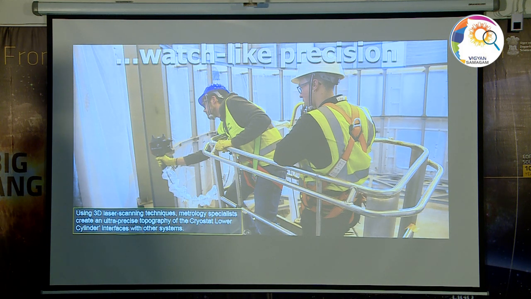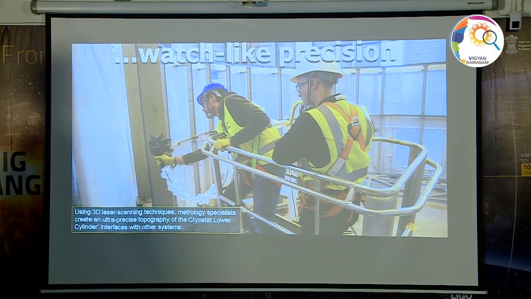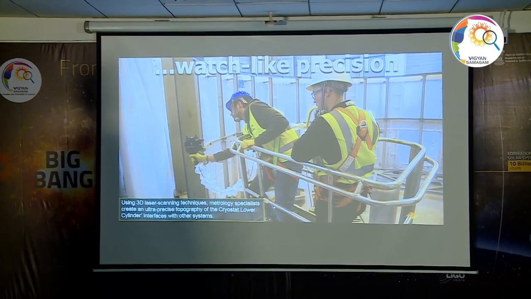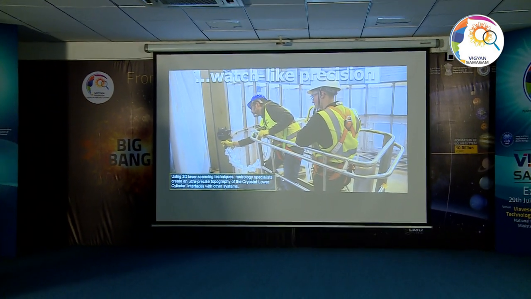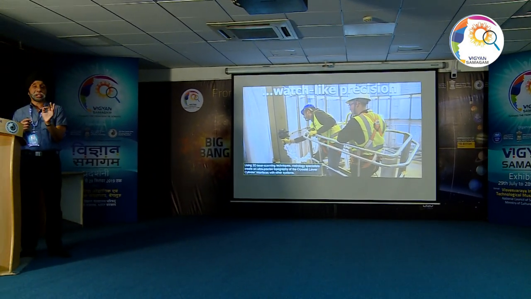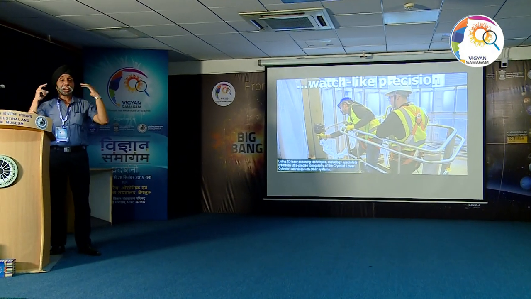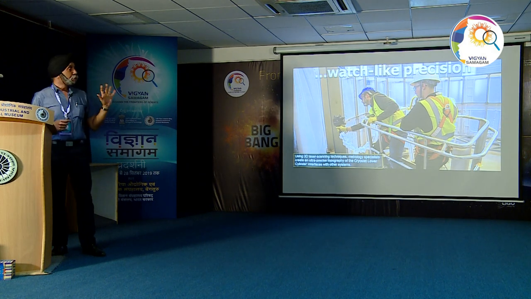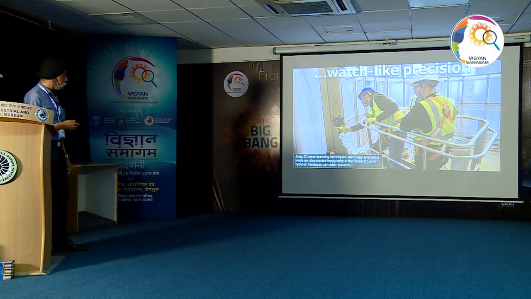So if you go to a watchmaker, you see, a watch has very small components. And when you put all those components together, then the watch starts working. Here we are talking of components which are in meters and weigh in tons. And from meters, we have to come down to tolerances of millimeters. And that too, not hundreds of millimeters, a few millimeters. So we are talking of a big device fitted with components which have a watch-like precision. So this is the message you take home from this.